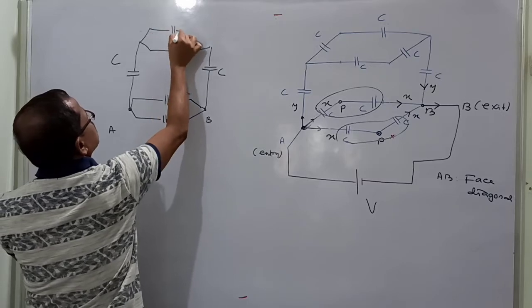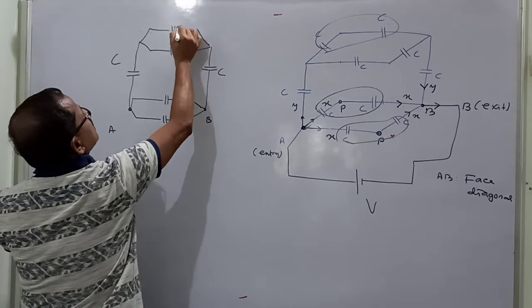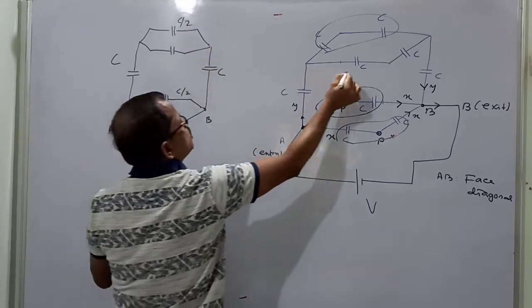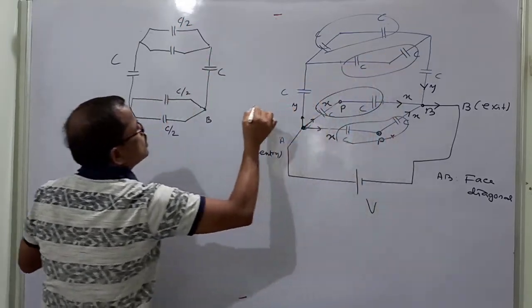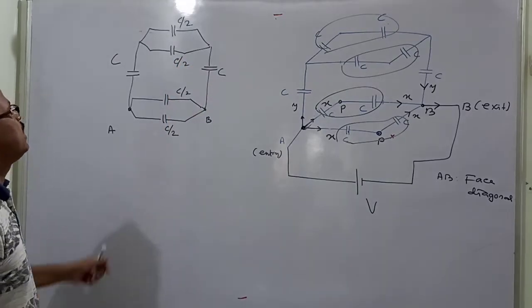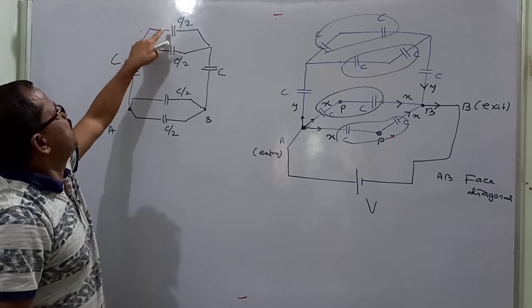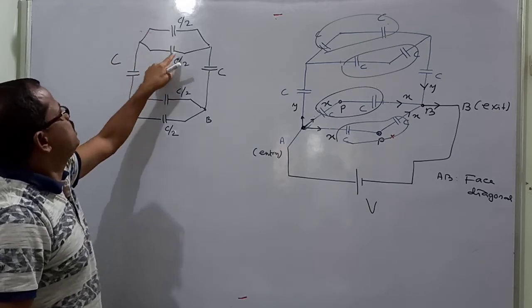This is another connection. These two are combinedly called C by 2. These two are combinedly a series. Series means reciprocal sum. C by 2, then this is C by 2, this is C by 2, so it will be parallel: C, C, C, C.